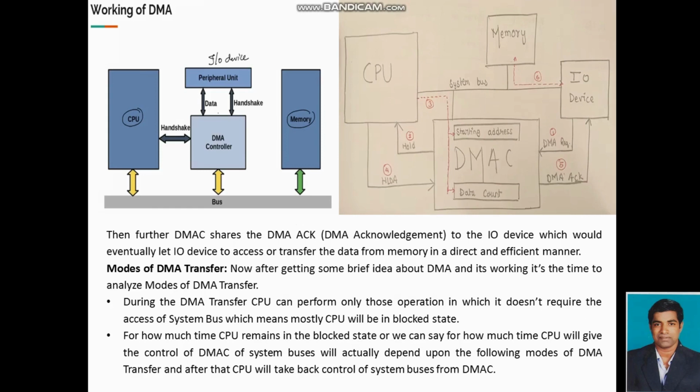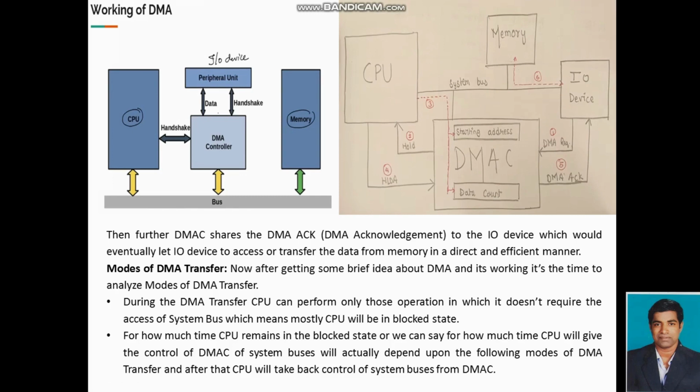In this diagram, we can see the sequence of operation denoted by numbers 1 to 6. Those 6 steps only we are going to discuss. Here number 1, the IO device is giving a request to the DMAC: I want to transfer data to the memory. Then that request is accepted by the DMAC controller and it sends a hold signal to the CPU.